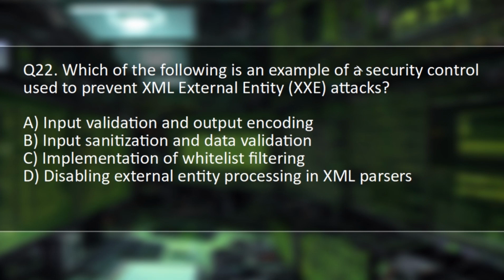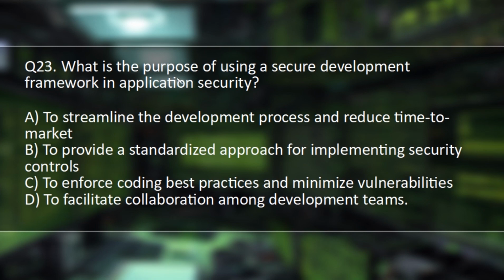Which of the following is an example of security control used to prevent XML external entity attack, XXE attack? So the answer to this question is disabling external entity processing in XML parsers. Okay, what is the purpose of using secure development framework in application security? So during the development we use secure development practices, methodologies or frameworks to provide a standardized approach for implementing security controls.